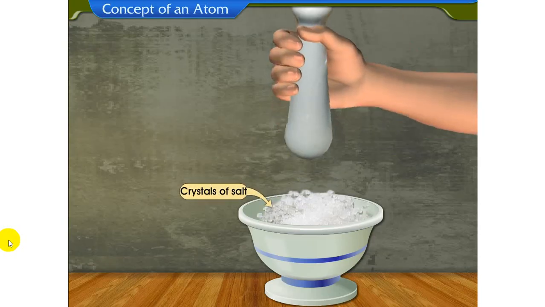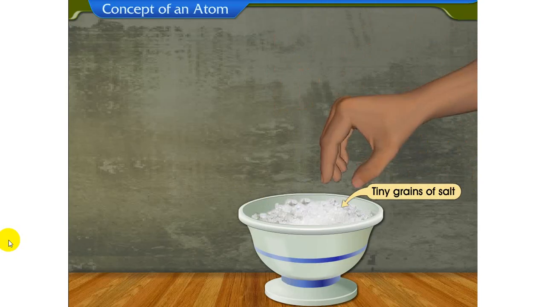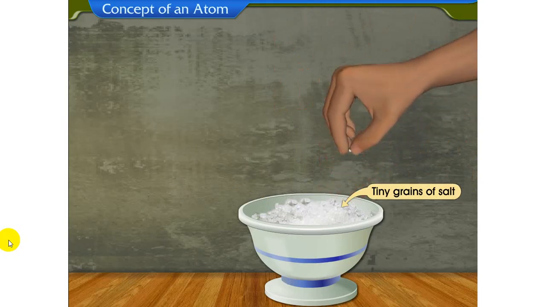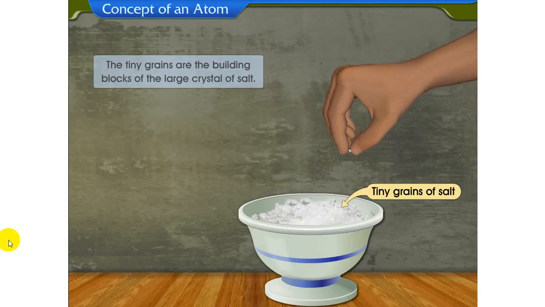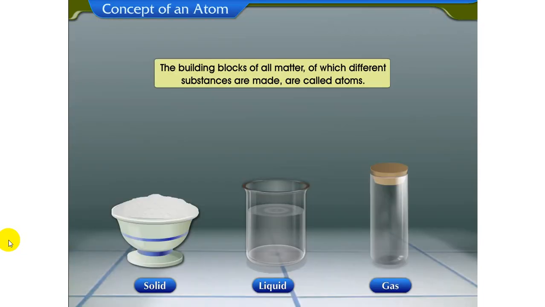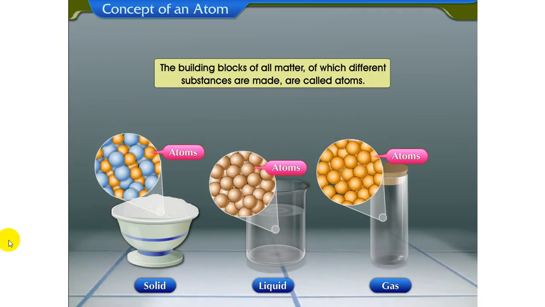Let us consider another example. When we break a large crystal of salt, we get tiny grains. Well, it is hard to see just one little grain of salt. The tiny grains are the building blocks of the large crystal of salt. The building blocks of all matter, of which different substances are made, are called atoms.